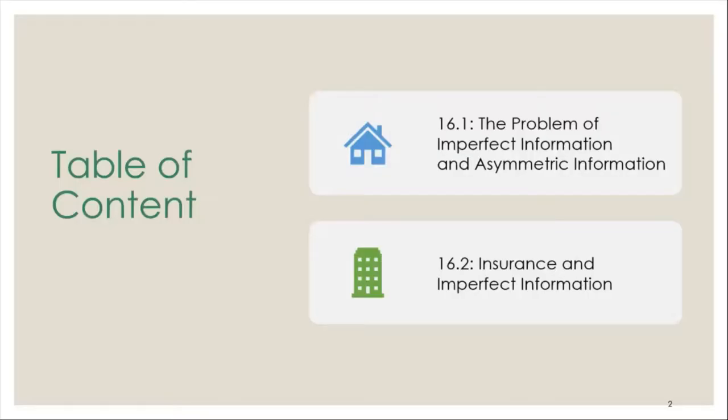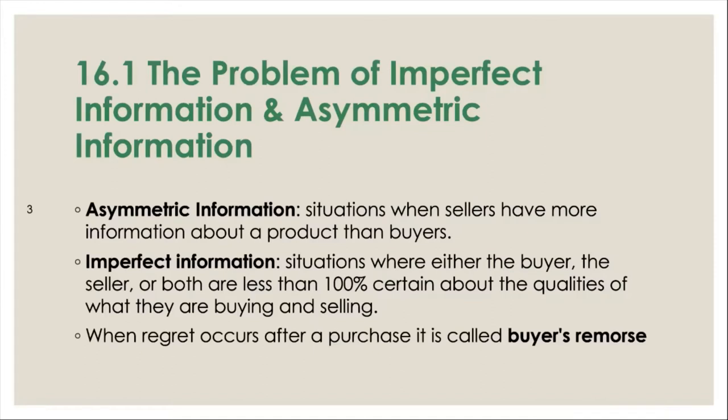In this chapter, we'll be explaining parts 1 and 2, the problem of imperfect information and asymmetric information. Part 2 is insurance and imperfect information. Asymmetric information describes situations when sellers have more information about a product than a buyer.